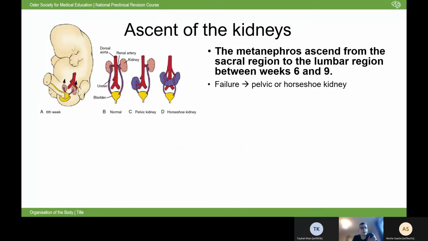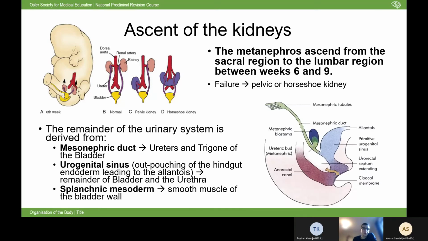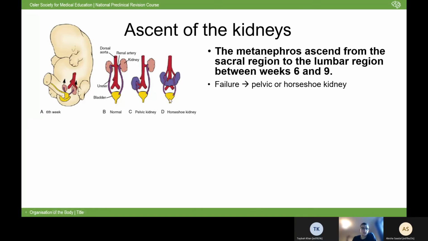Remember that the kidneys start, your metanephros is in a very caudal region, and actually these need to migrate up to your flanks. And if this doesn't happen, then you might get a kidney stuck down in your pelvis, a pelvic kidney, or if they get trapped by one of the vessels growing out of the aorta, then you can get a horseshoe kidney. That's if the two metanephros never fully divide from each other.